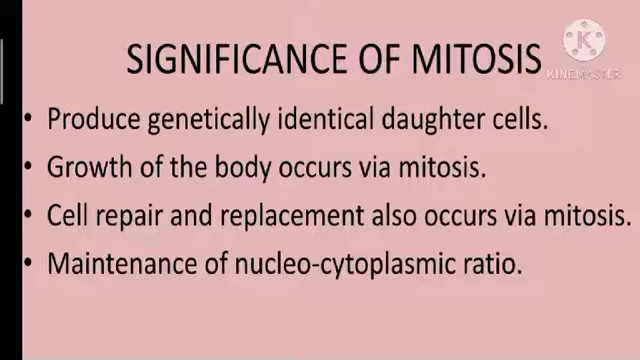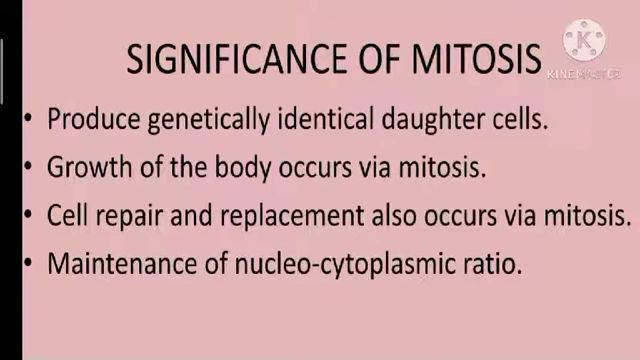Then another significance is the growth of the body occurs through mitosis. The single celled organism or the multicellular organism, all organisms develop from a single cell, isn't it? Even we develop from a single celled zygote. So the single cell will undergo mitotic division to form 2 cell, then 4 cell, 8 cell, 16 cell, like that it goes on dividing, and a mass of cells will be formed which later gets differentiated into different tissues and organs, and thus an organism is formed, isn't it? So for the growth of the body of an organism, mitosis is very essential.